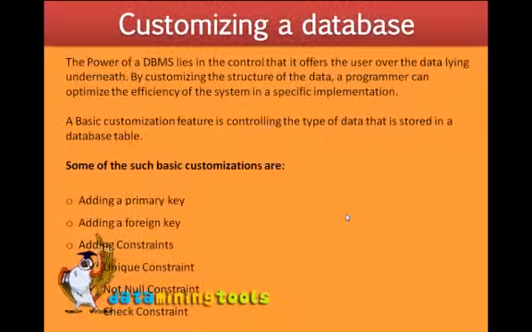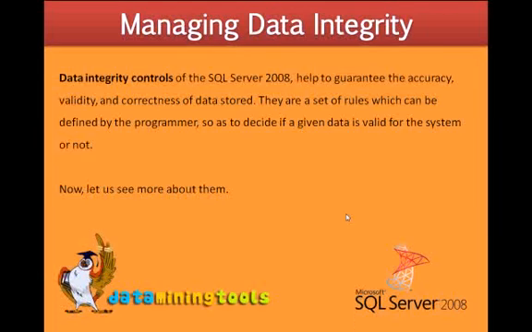The power of DBMS lies in the control that it offers the user over the data lying underneath. A programmer can optimize the efficiency of system-specific implementation by customizing the structure of data. The basic customization features are adding a primary key, adding a foreign key, and adding constraints: unique constraint, not null constraint, and check constraint.